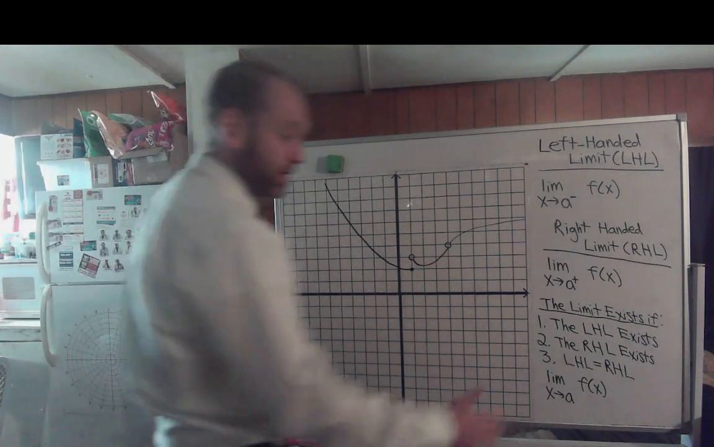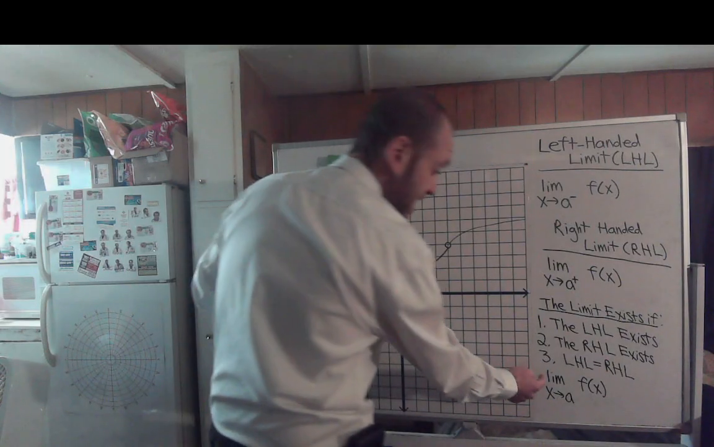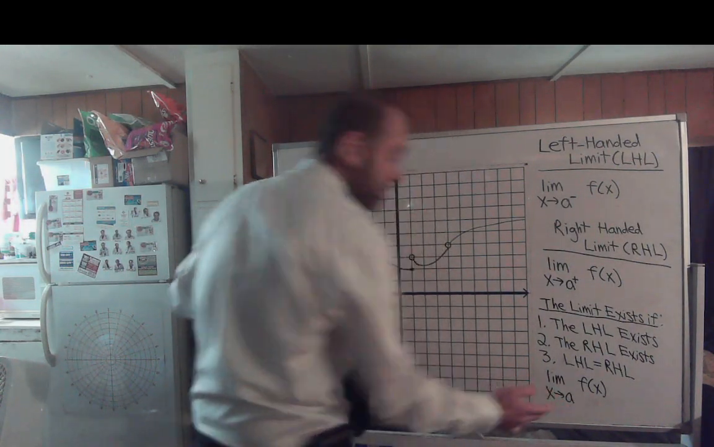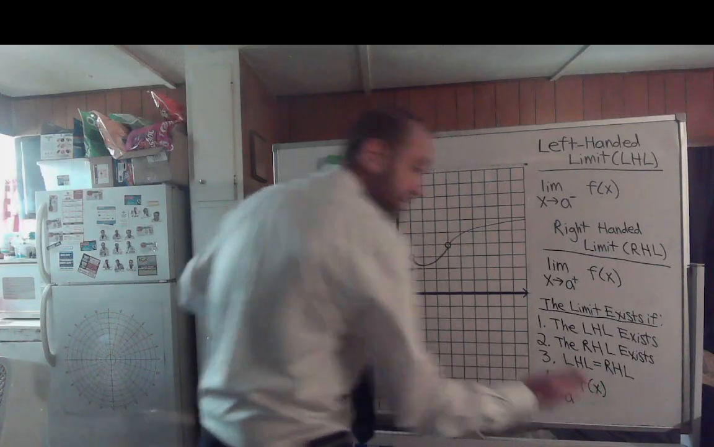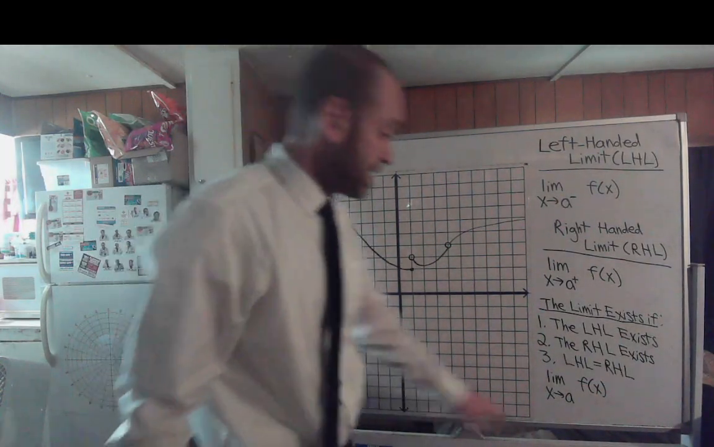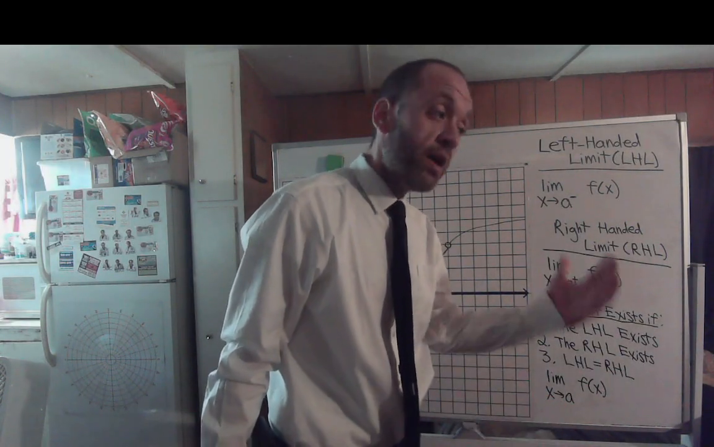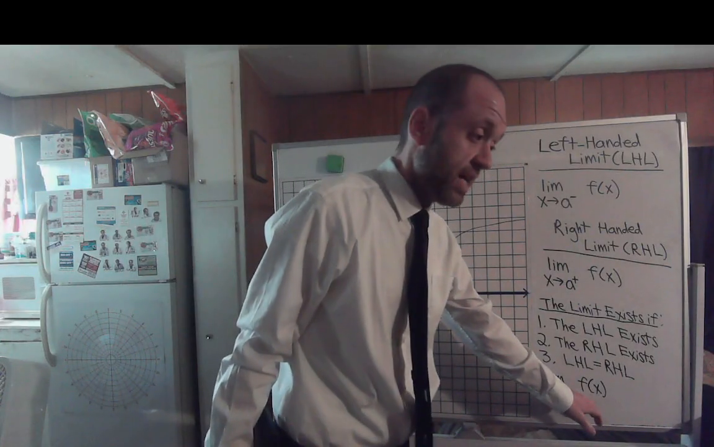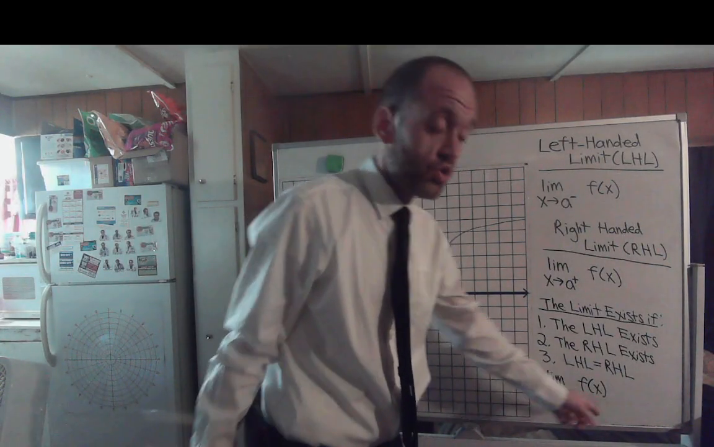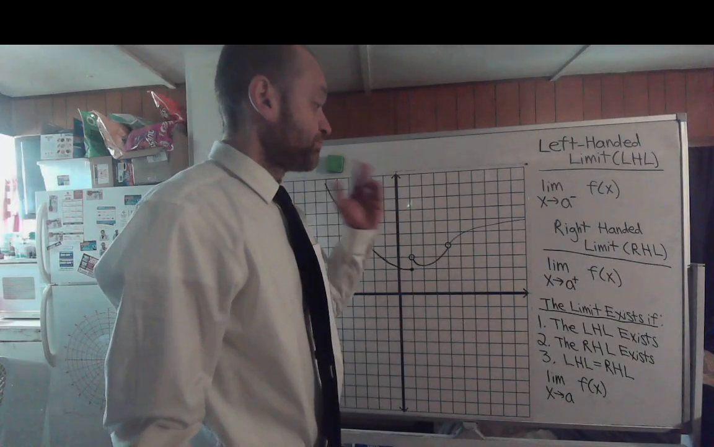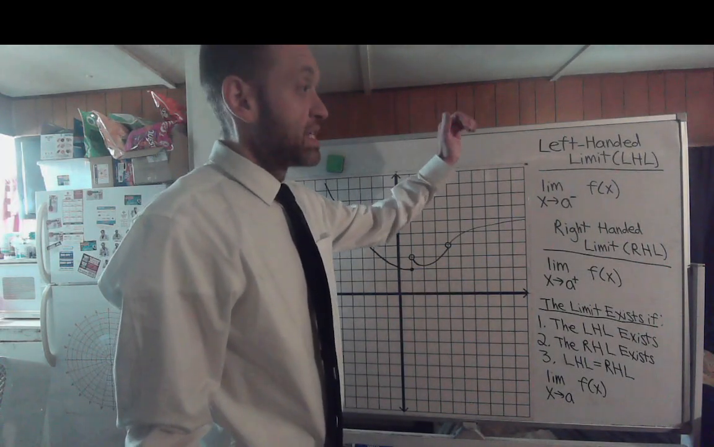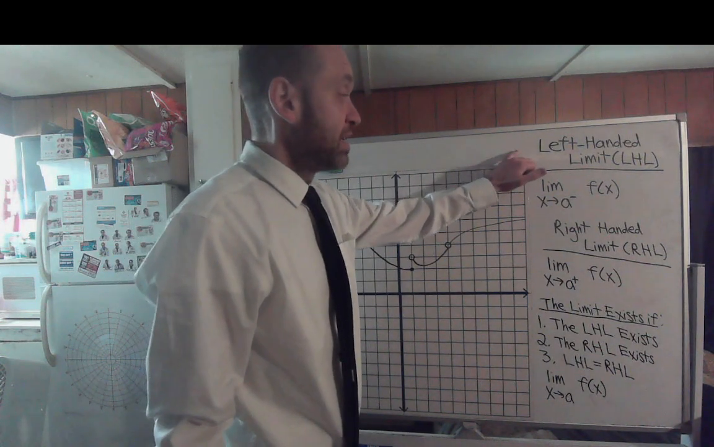So if you recall from the first lesson, we just had the limit as x approaches some number a of our function of x. As x approaches this arbitrary value of a, what value does the function take on, or does y approach? Well, we can split that into the left-handed limit.